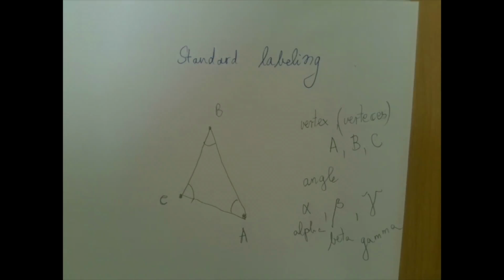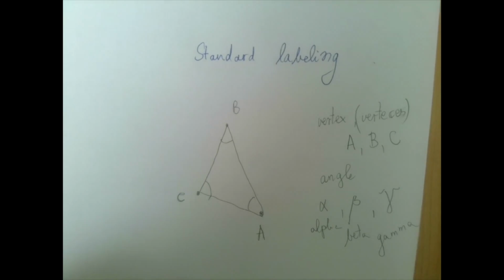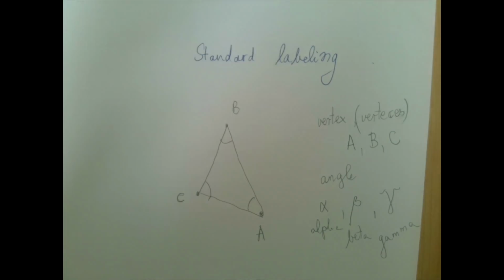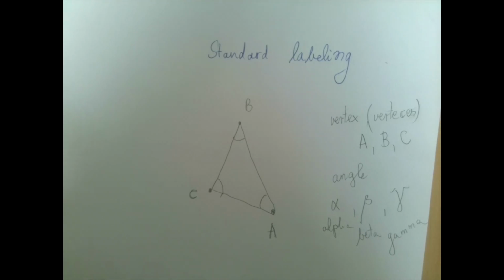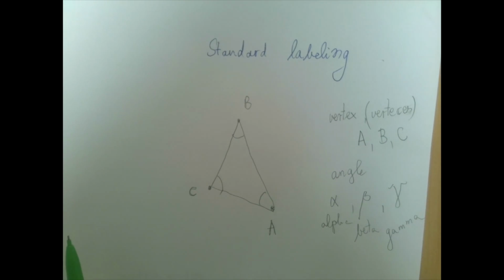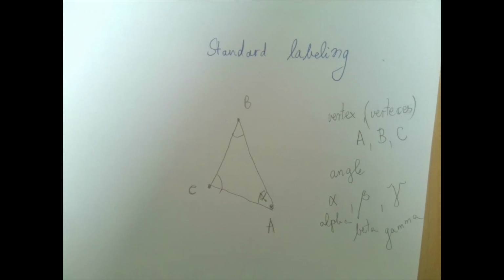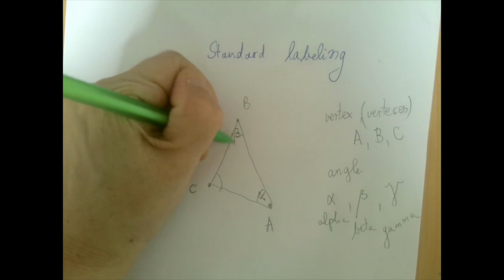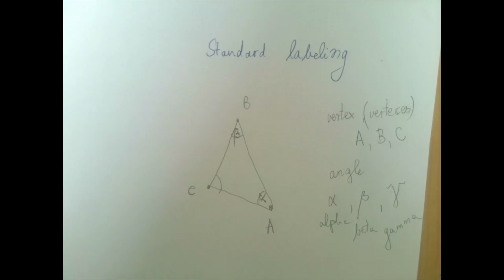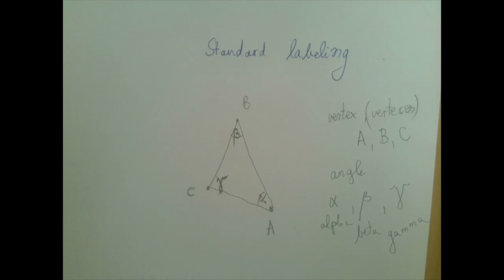The whole point of standard labeling is that without it, we would have to do a whole lot of explanations, because it does matter if you have a certain side and a certain angle, how are they related to each other. So standard labeling makes our life very, very easy by having this convention that the angle alpha is always at the vertex A. And the angle beta, surprise, surprise, is at point or vertex B, and angle gamma is at the point C. So no surprise there, right?